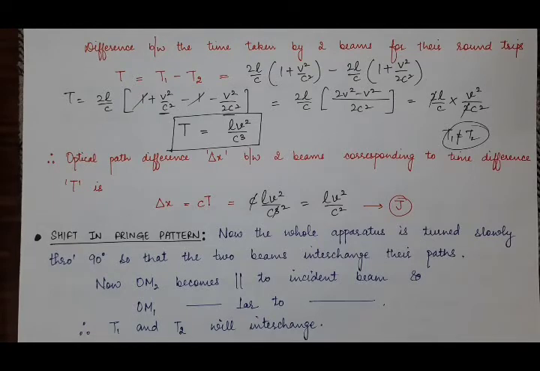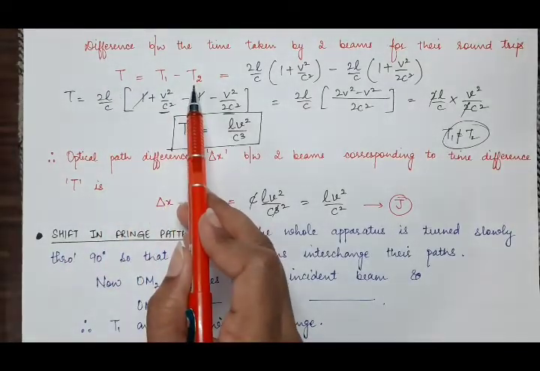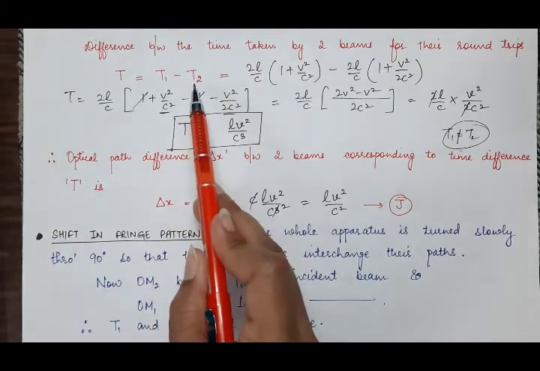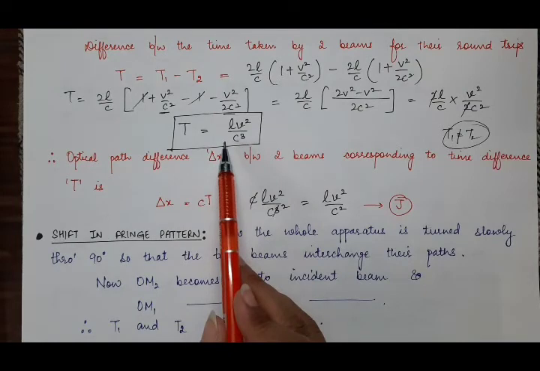Now as you can see, the expressions for both the times, T1, that is the time taken by beam 1, and the time taken by beam 2, that is T2, are different. It means there is a difference in time. So what will be the time difference between the two beams for their round trips? It will be, suppose t, that is t1 minus t2. So putting the values of t1 and t2, you will get this. So this is the time difference between the two beams for their round trips.